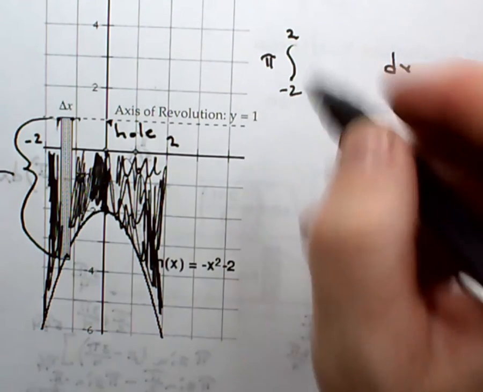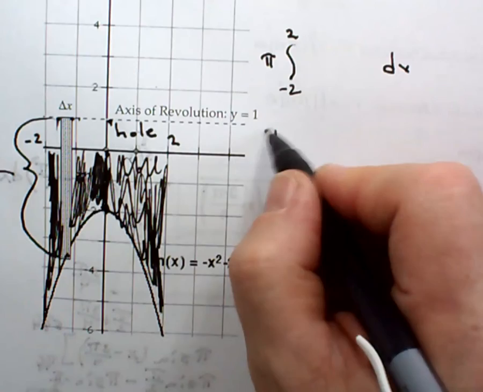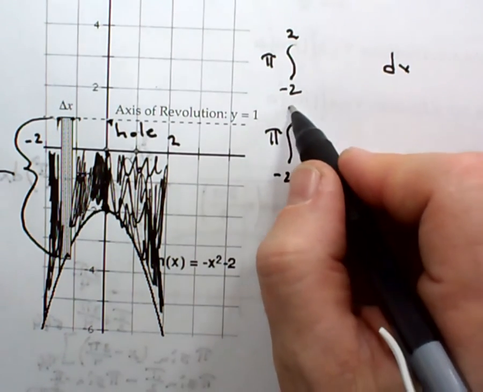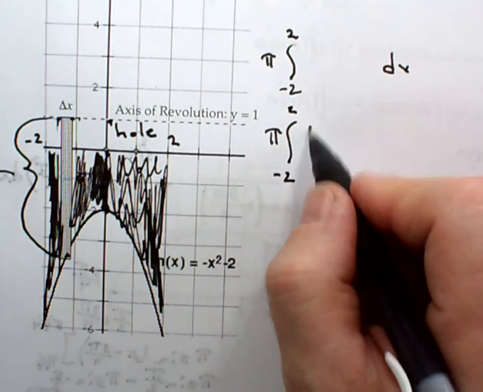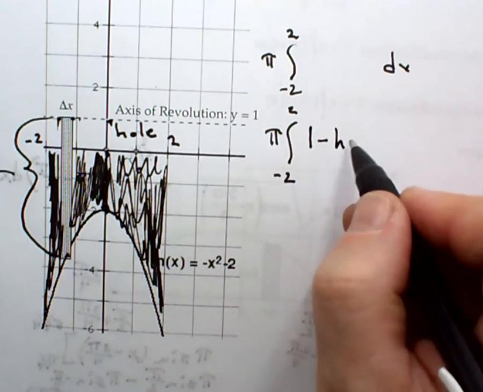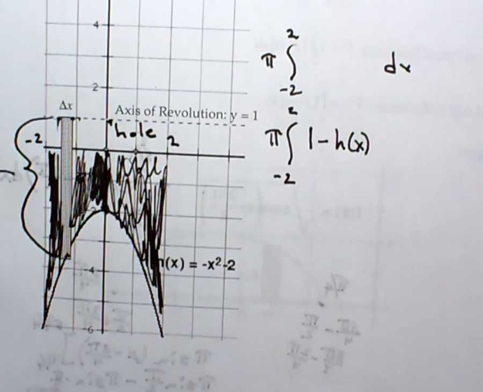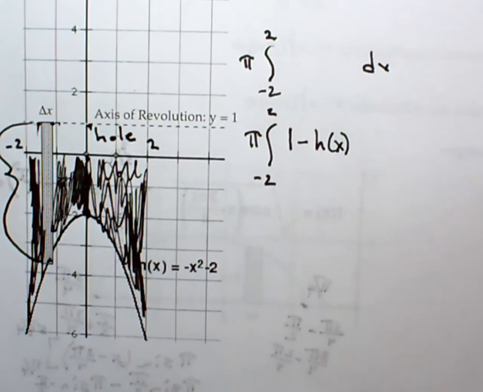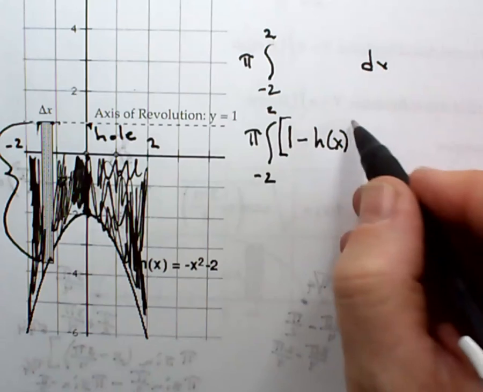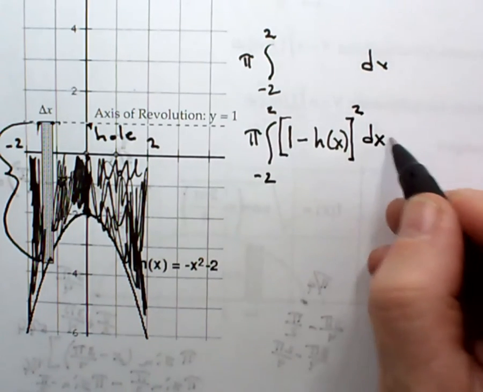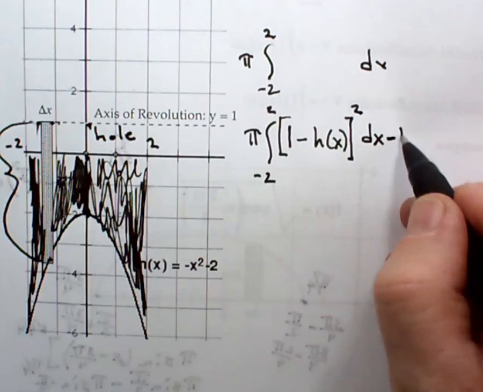So it should be, I'll give myself more room here, 1 minus h of x. And what am I going to do with that 1 minus h of x? Square dx minus my whole, right?